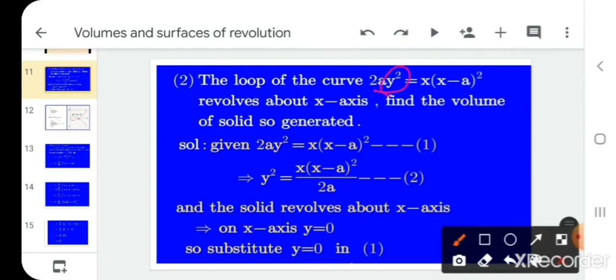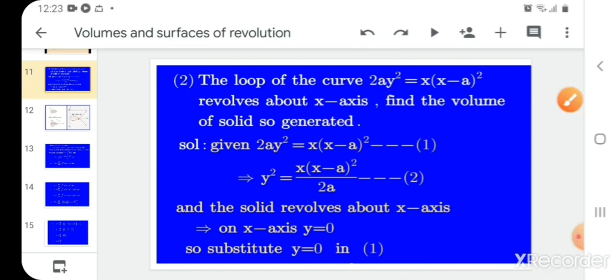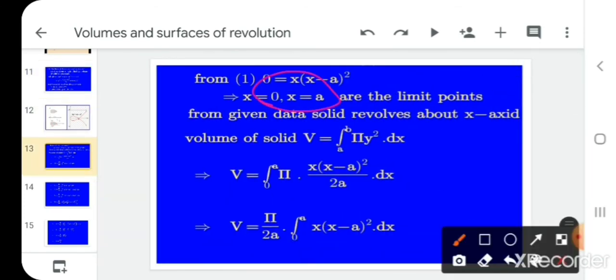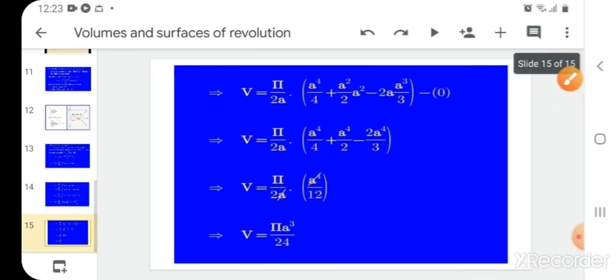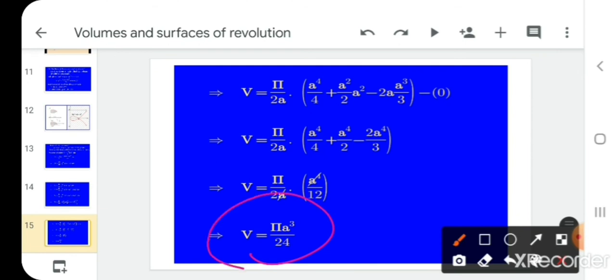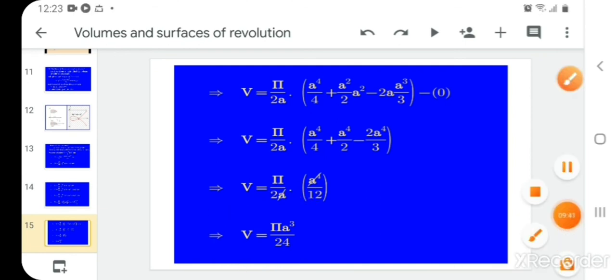First I write the y square value from the given equation. Next I substitute y equals 0 because the given curve revolves about the x-axis. On the x-axis we know the value of y, that is 0. So I substitute 0 and get the values of limits. What are they? 0, a. So I substitute 0, a in the integral part and the y square value, I write the constant outside and multiply these two terms. I get this equation. After integrating and substituting limit values, what is the value we get? Pi a cube by 24 is our volume of the given loop.